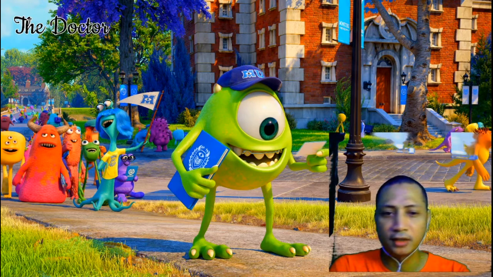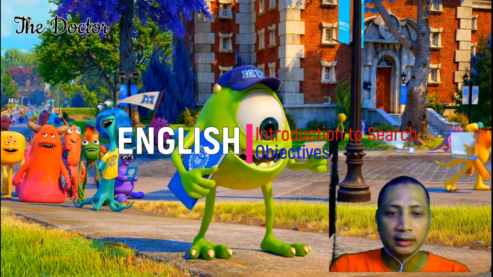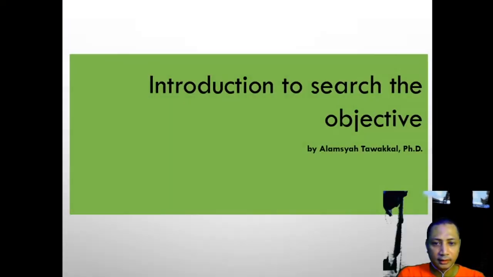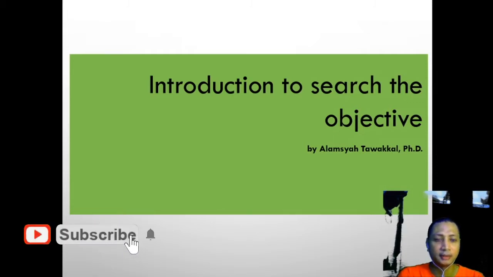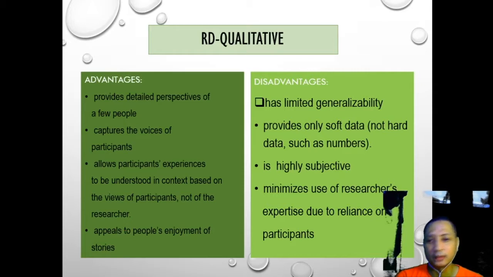For this session, I would like to share with you all how to conduct and share the objectives. Our discussion for this session is an introduction to setting the objectives. First thing is research design in qualitative. There are two things that might happen, such as advantages and disadvantages for this design.